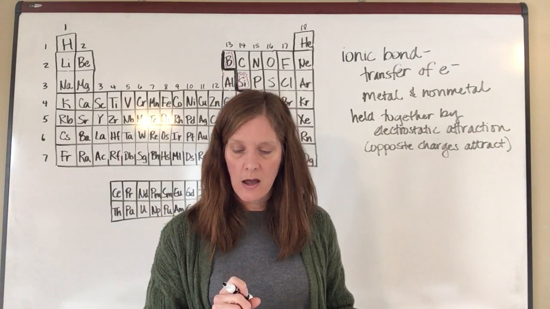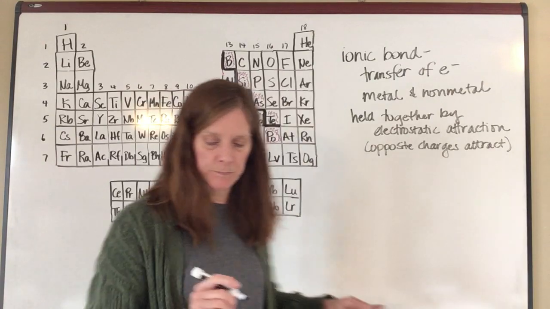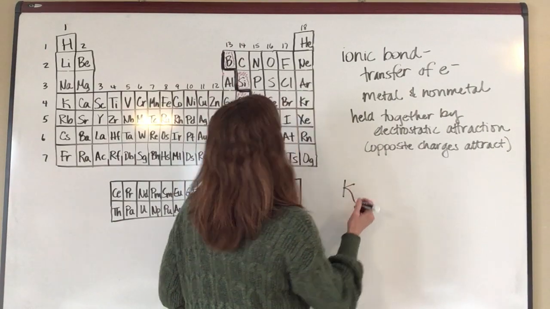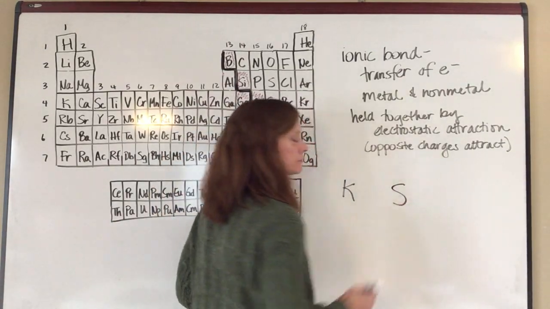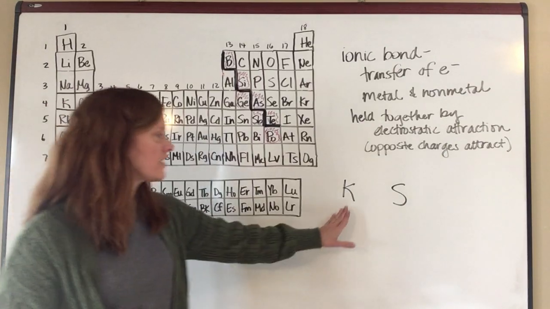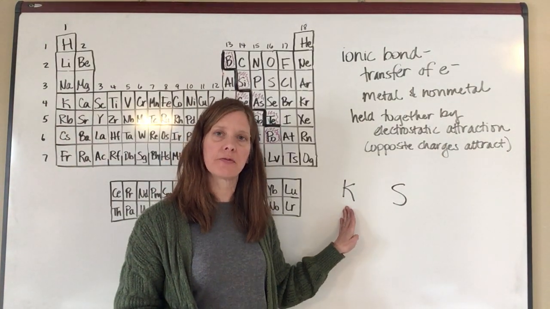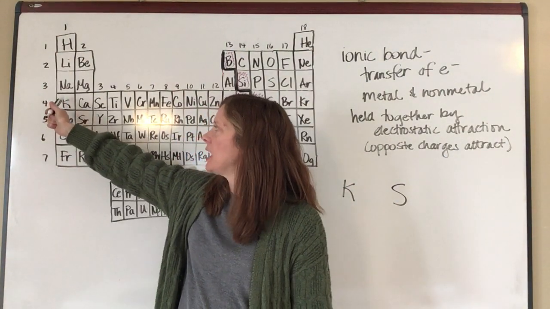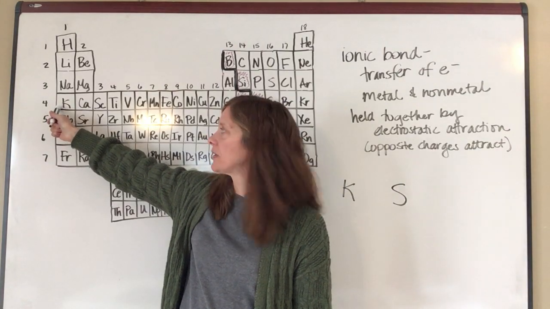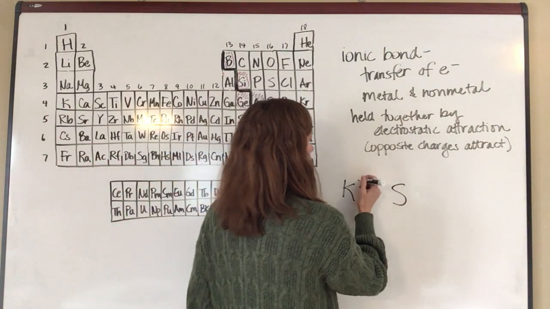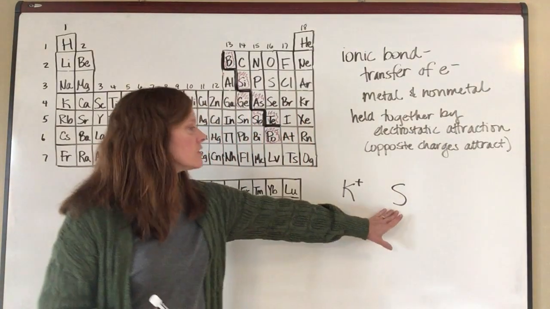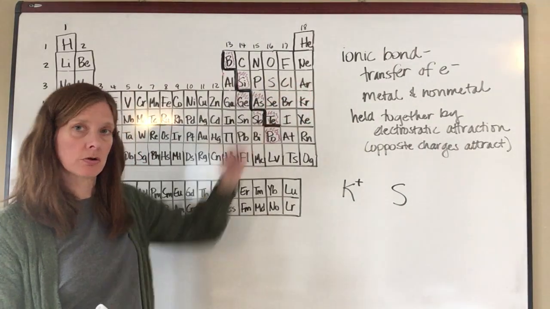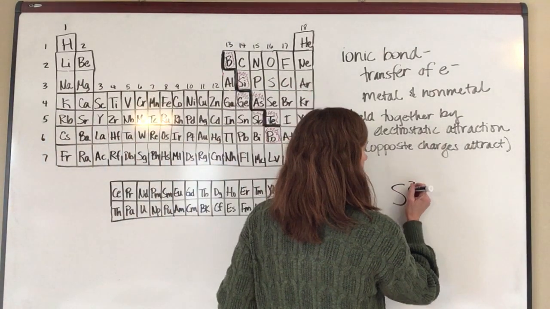So let's say that I wanted to put together potassium and sulfur. Let's say that I wanted to do those two. What charge does potassium usually have when it wants to make an ion? Well, if you look over here, it's in this first column. And we said everything in this first column wants to lose an electron, so it'll have a positive 1 charge. So this will be a positive 1. Sulfur is right here. It has 6 valence electrons. It wants to gain 2 to look like a noble gas, so it will have a negative 2 charge.